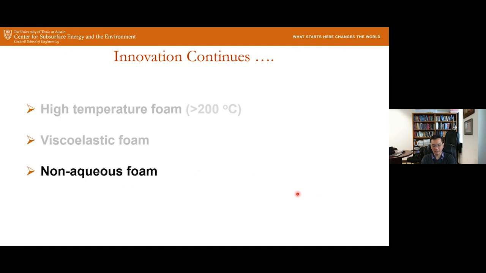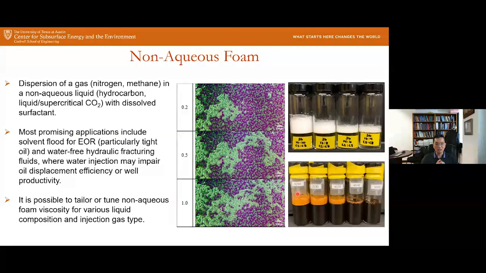And last but not least is the non-aqueous foam. So I'm going to go short on this one. For non-aqueous foam, the idea here is that non-aqueous foam is still a dispersion of a gas, which can be nitrogen or methane, into a non-aqueous liquid. And the liquid phase can be hydrocarbon liquid or supercritical CO2. And the two most promising applications of this unconventional foam technology are that you can use it to improve the sweep efficiency of the solvent flood, or you can use it as a water-free hydraulic fracturing fluid.